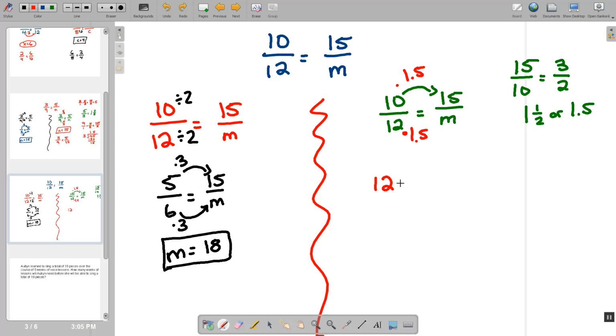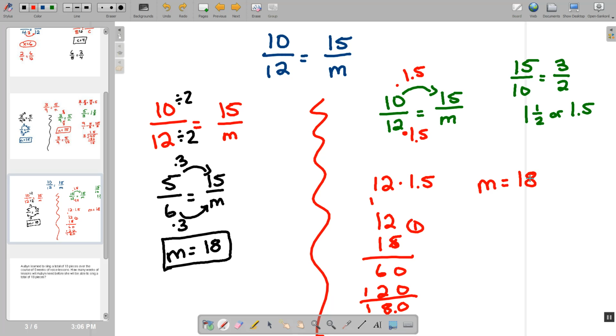So I'm going to do 12 times 1.5, which I'm going to write like this. And remember, there is one digit behind the decimal point. 2 times 5 is 10. 1 times 5 is 5, with an extra 1 is 6. We have our 0 in the ones column. 1 times 2 is 2 in the tens column. 1 times 1 is 1 in the hundreds column. And remember, I have my one decimal. So m must be 18, which is what we had before.